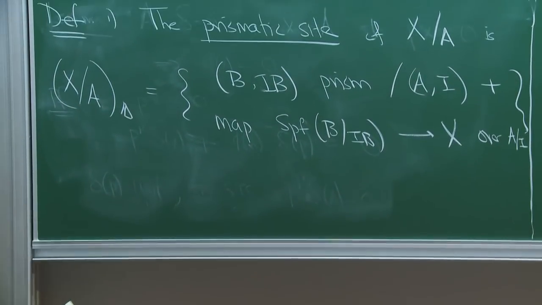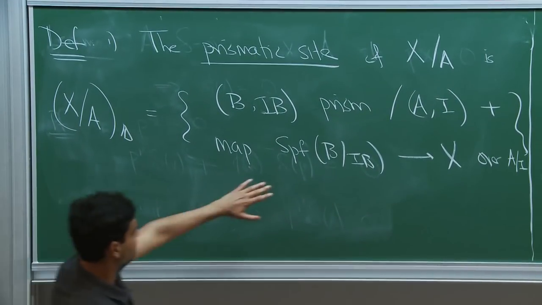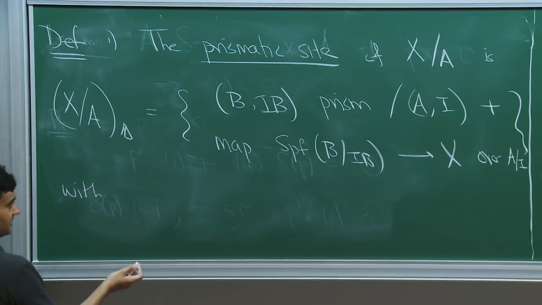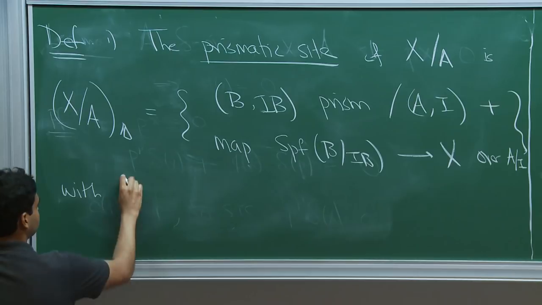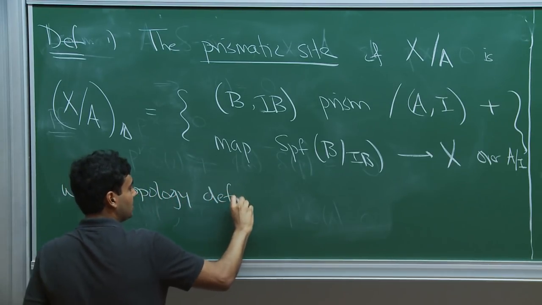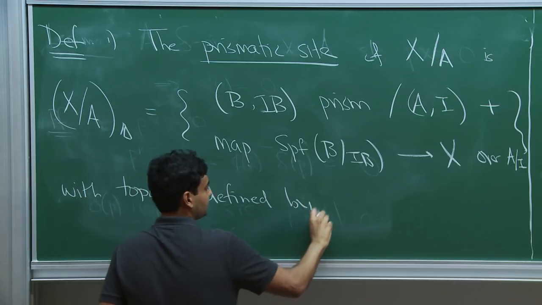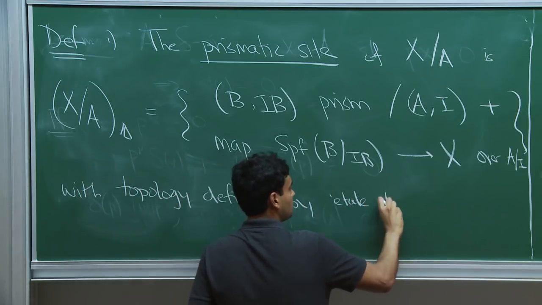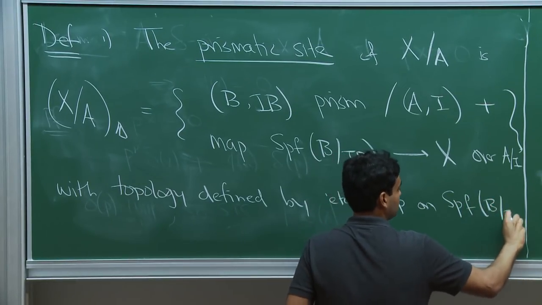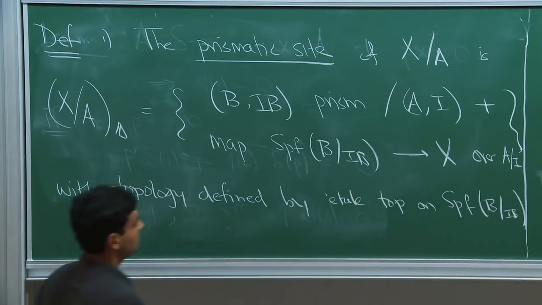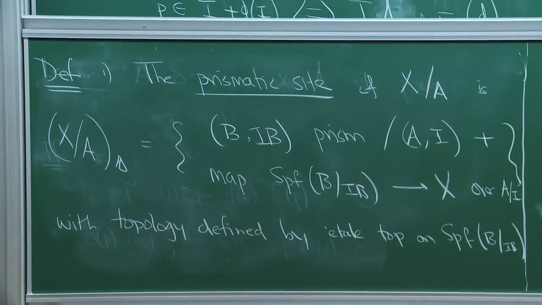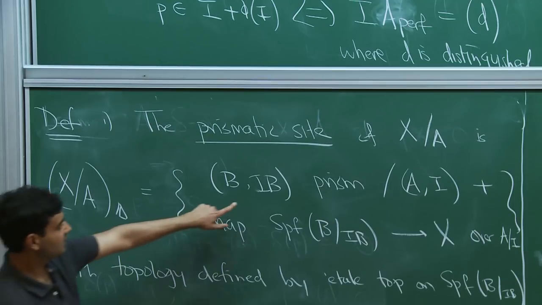And then I had to also specify how the topology works, but the topology just comes from this part. So, I mean, there are choices, but let me stick to one. So, with topology defined by the étale topology on Spf of B mod IB. So, there is no prismatic condition on this. B mod IB is a prism.